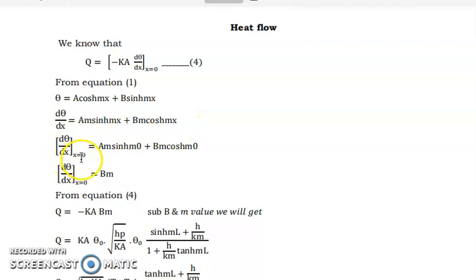Then d theta by dx at x equal to 0 is equal to a m sinh(m0) plus b m cosh(m0). This becomes 0 and this becomes 1. So d theta by dx at x equal to 0 is equal to bm. From equation number 4, I can substitute this value. Then we get q is equal to minus k A bm, and substitute the values of b and m. We already know that b is nothing but theta naught sinh(ml) plus h by km divided by 1 plus h by km tanh(ml).